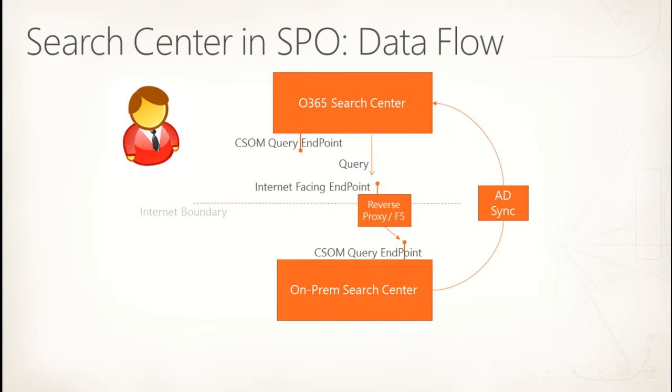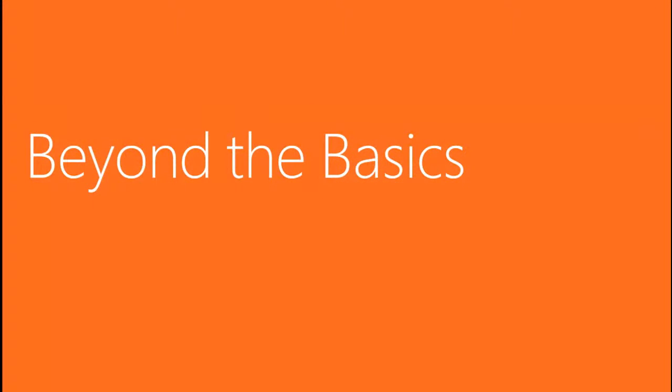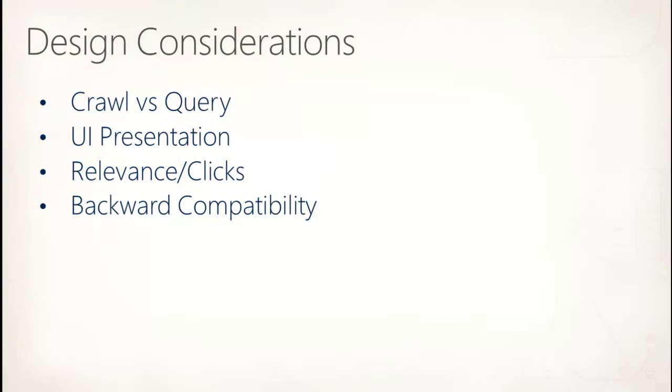The query, again, we do this identity mapping so that the SPO user now is mapped and converted to the corresponding on-premise user. We execute a search query. We do the security trimming in the context of that user's on-premise credentials, and then we send back the results first through the reverse proxy and then up all the way to Office 365, and we present those results in the block within the search results UI. So same concepts, different direction with the addition of this reverse proxy device.